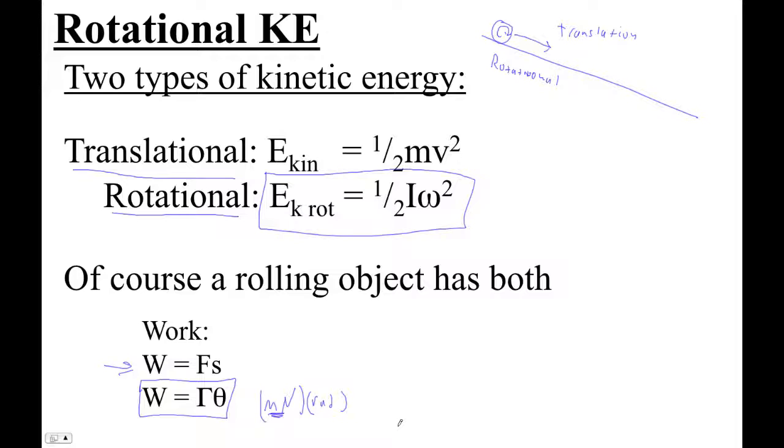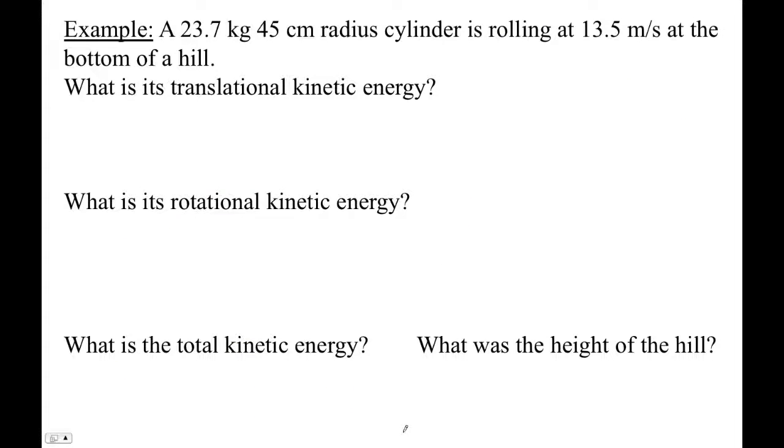So let me just do an example problem here, and then I'll do a whole bunch of examples, hopefully that'll help. Here's our example problem: a big cylinder rolls down a hill. Let's draw a picture of this. It's a cylinder rolling down the hill. It starts at the top, let's assume at rest, and at the bottom of the hill, it's got a velocity of 13.5 meters per second.